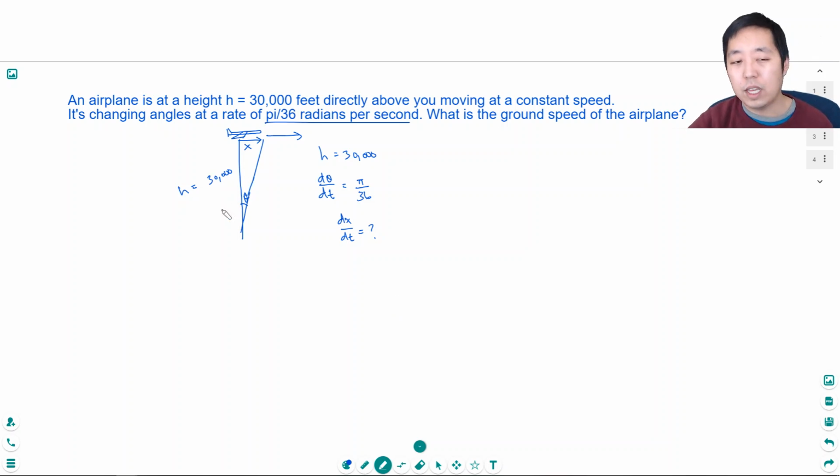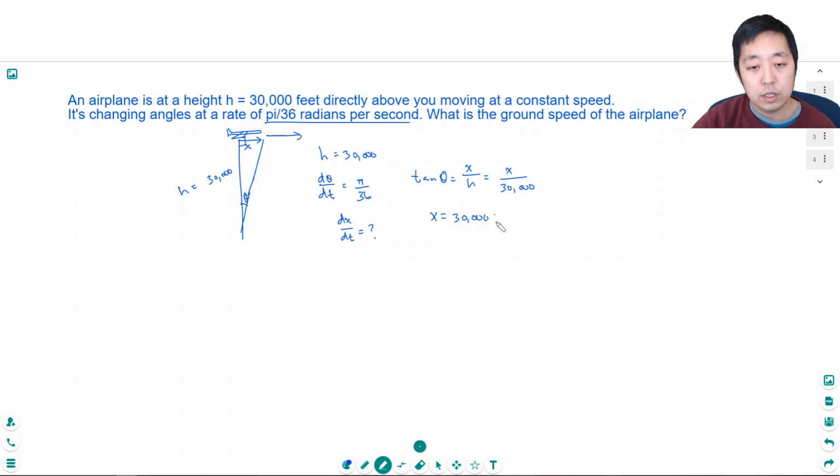Okay. So the setup is the trickiest part. You have to establish your variables and decide what's changing with everything. So I want an equation that relates h, theta, and x in some form. If you think about your pre-calculus, this is a right triangle, right? Tangent of theta relates the opposite to the adjacent side. It's equal to x over h. But h is constant, so it's equal to x over 30,000. And I can multiply by 30,000, so I get x is equal to 30,000 tangent of theta.